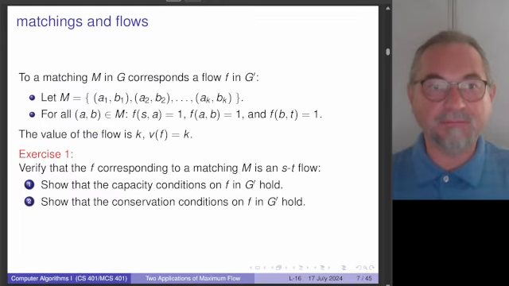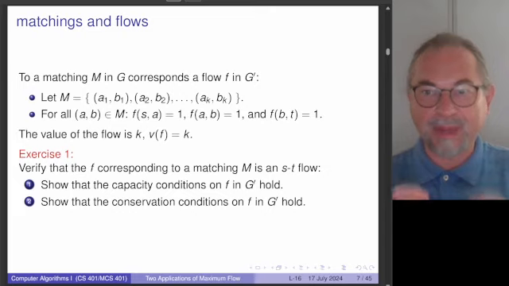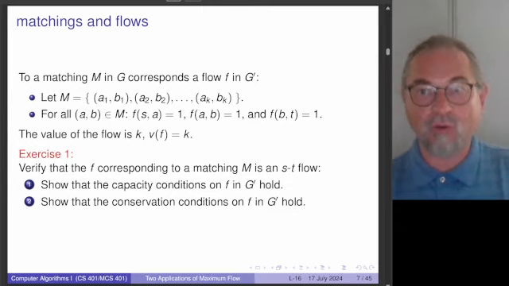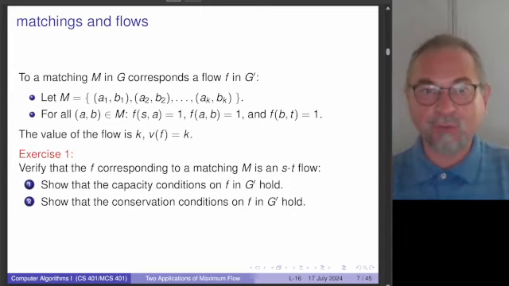Okay, how to relate matchings and flows? Well, if we have a flow, we have to go from source to sink. So we actually have to go from one vertex in the first set to a vertex in the other set. Then I'm actually now explaining the other way around.